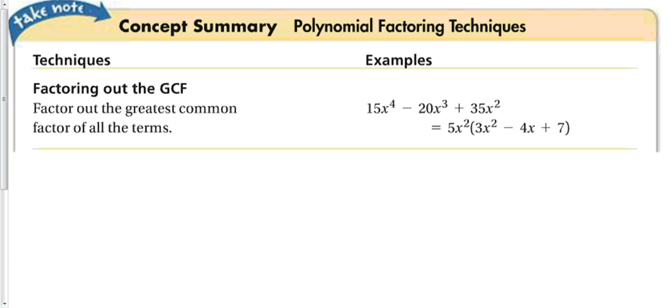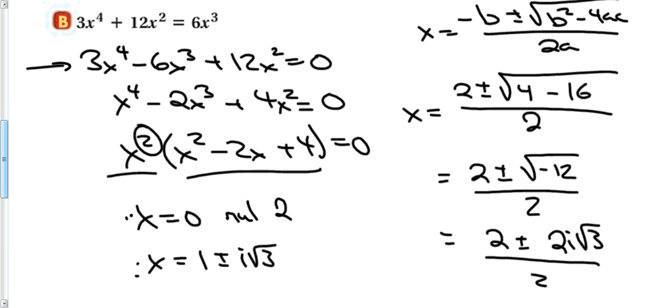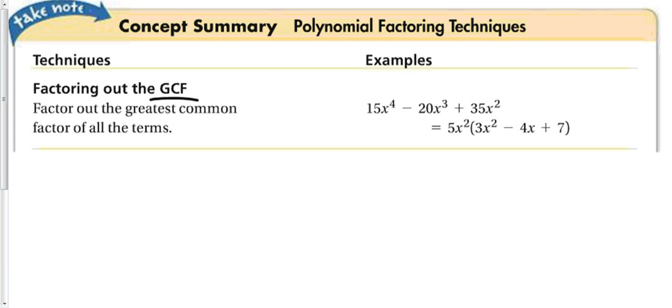So let's go through all the different types of factoring techniques that we could use. Factoring out the greatest common factor. Okay? That's what we just did. We just factored out an x. We just factored out an x squared. And in this problem right here, we also factored out a 3 to make the problem easier, divided everything by 3. So you factor out the greatest common factors of all the terms. We're pretty good with that.